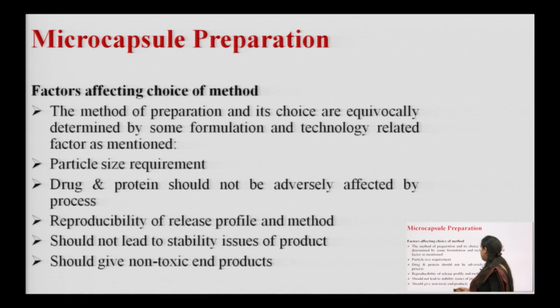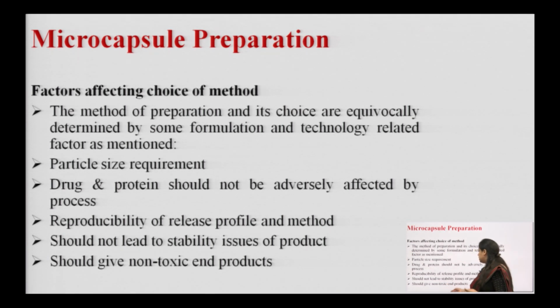Now, reproducibility of release profile and method. This is also of important concern, that you are getting the modified release with this kind of method of preparation or not. If the release profile is the same as compared to the oral conventional forms, then you have to opt for another method of preparation for the manufacturing. It should not lead to stability issues of the product. Yes, of course, this is of prime concern that the product you get at the end of manufacturing should be stable, as it directly affects the release profile of the drug candidate within the body.